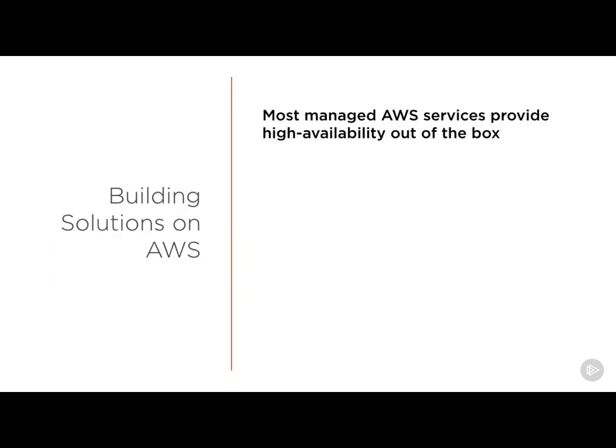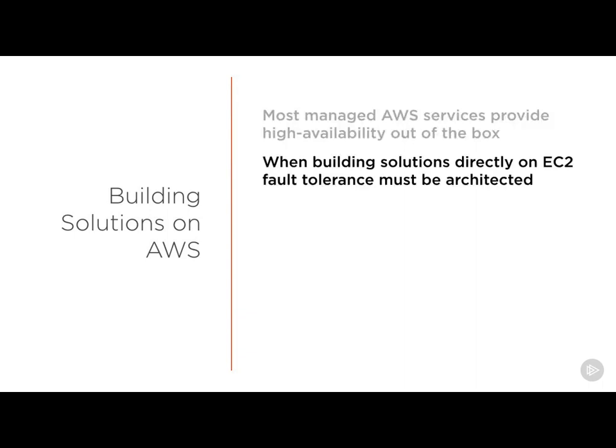First of all, most managed AWS services provide high availability out of the box. This is great because this limits the amount that we have to build. For example, if we're storing data using the S3 Standard storage class within S3, that data is going to be stored across multiple availability zones. So we don't have to worry about building a type of backup system for our production applications that's already baked into the service. However, when we're building solutions directly on EC2, for example, fault tolerance must be architected.